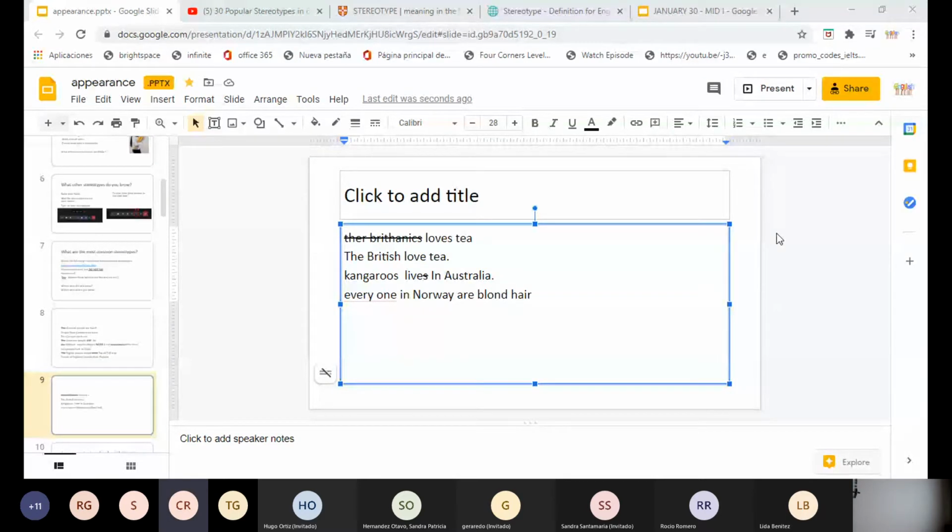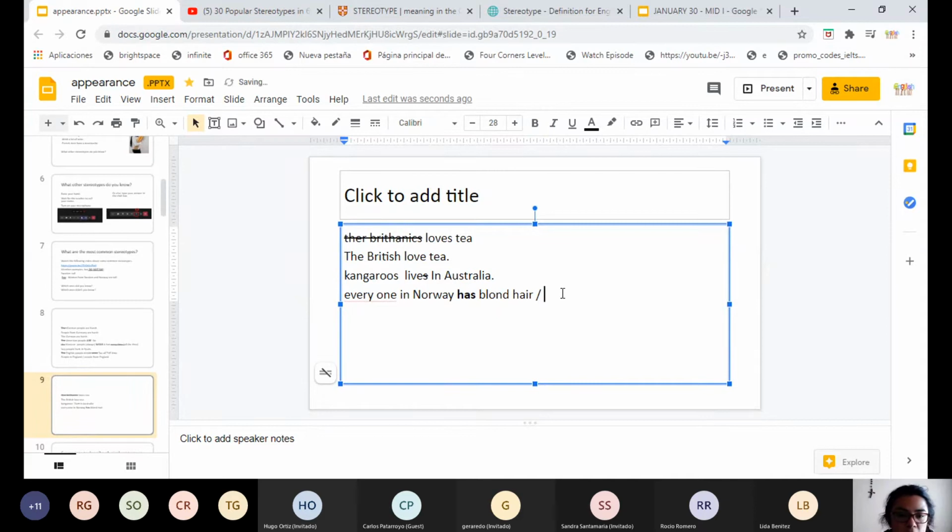Maybe has. Yes, but why has? Has or have? No, have. Yeah, I agree. Well, it could be both because the sentence is everyone, right? But I would say everyone has. No, actually, tú tienes razón. You're right. Everyone in Norway has blonde hair.